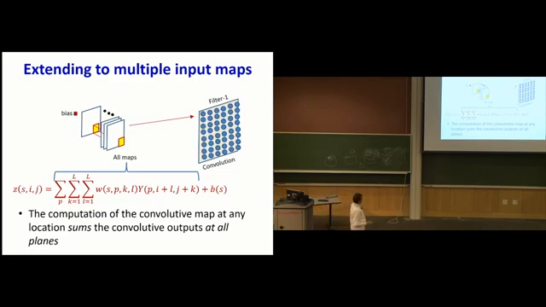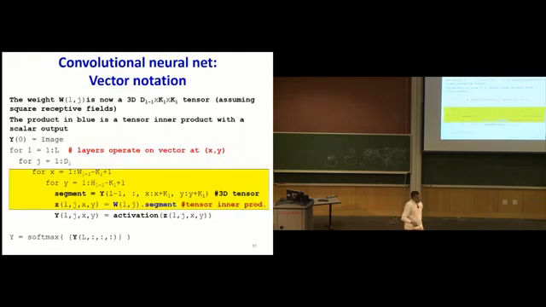And so the computation of the convolutional map at any location is going to sum convolutional outputs at all planes, just to be clear, right? We saw how this is done in the last class. We actually wrote the code for this, right? Although what I've done over here is sort of start off from the biological perspective. Where did all of this magic come from?